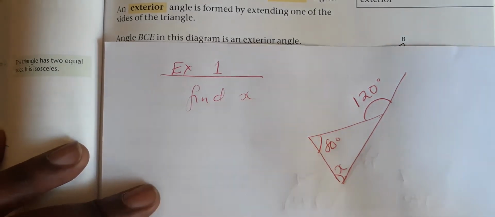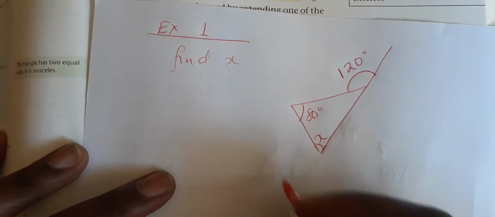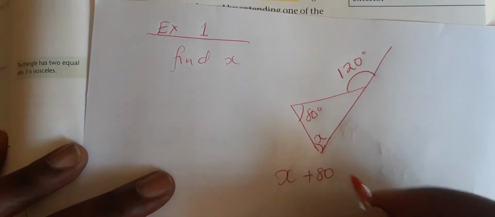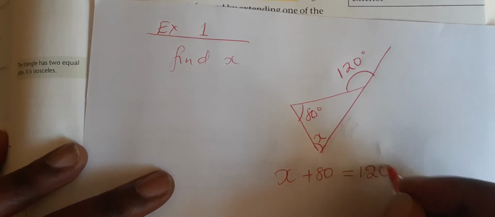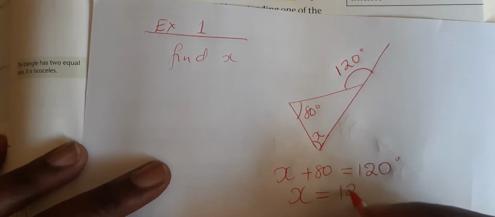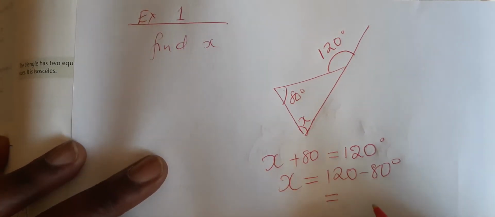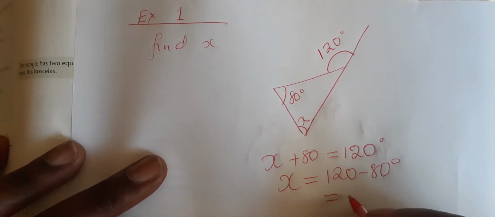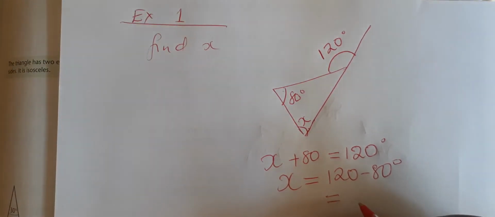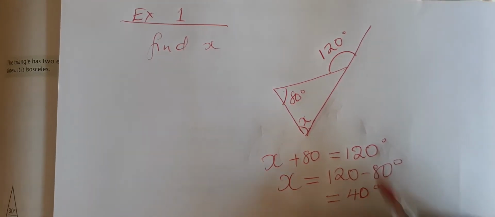What is x here? So this is where we said now, these two interior angles, which is x plus 80, they are equal to the opposite exterior angle. You need to know this rule. So x is equal to 120 minus 80. What do you get? We're going to get 40, isn't it? We're going to get 40 degrees. So this is 40 here.